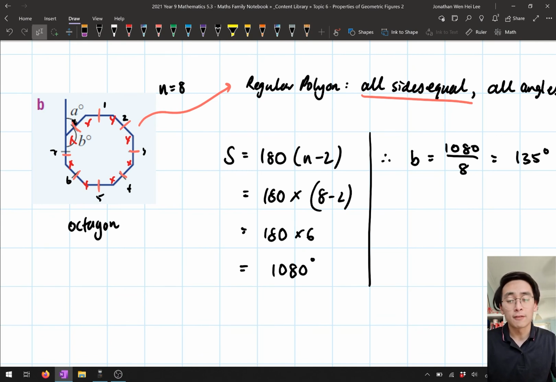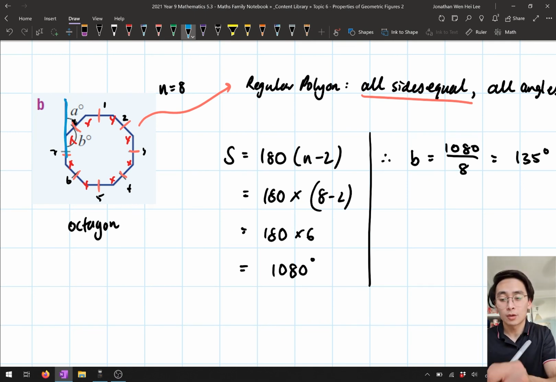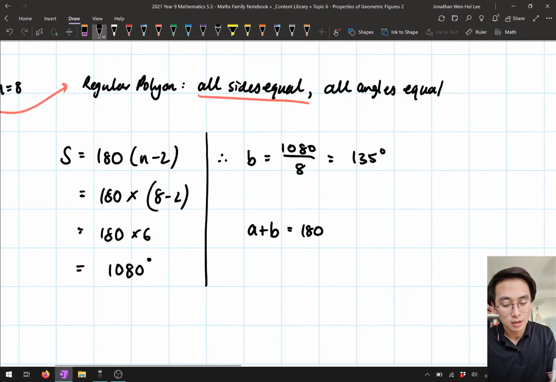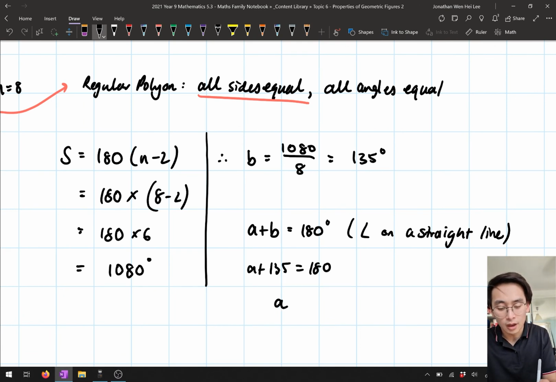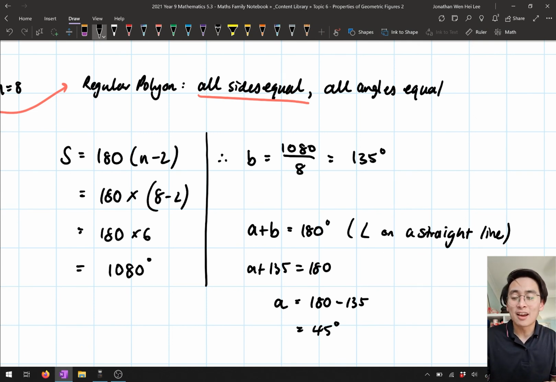Then from there, I'm going to need to find out what the value of A is. Now A, if you remember from earlier in this topic when we were finding missing angles, A and B form a special relationship. They are angles on a straight line. And so what this tells me is A plus B is going to equal 180 degrees because they're on the same straight line. And so A plus 135 is equal to 180. So A is going to equal 180 minus 135, and that gives me 45 degrees. So that's how we can find missing angles in polygons.